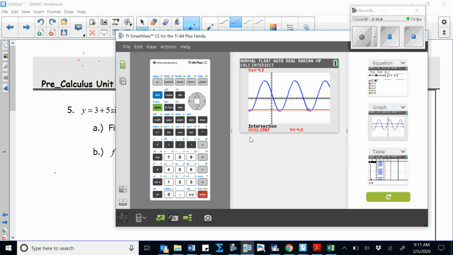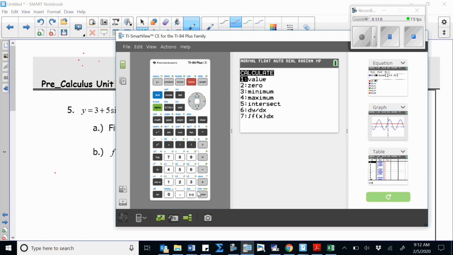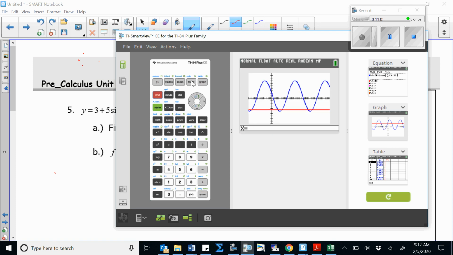Now let's say if the question was asking you to find the first negative answer. Well, of course you had to go to this side of the graph. So I would go second trace, number 5, and then first curve, second curve, and then I would go all the way to the left to stand on the top of this point, and then it will be equal to negative 17.2. So this is when you're asked to find a negative x value when y is negative 4.5.